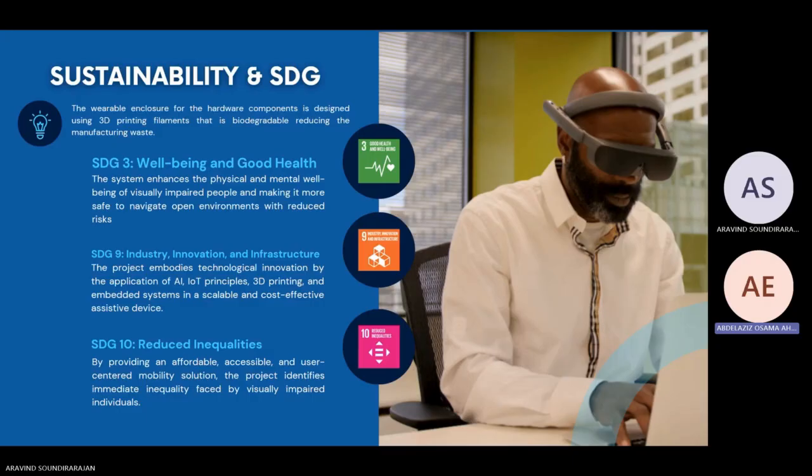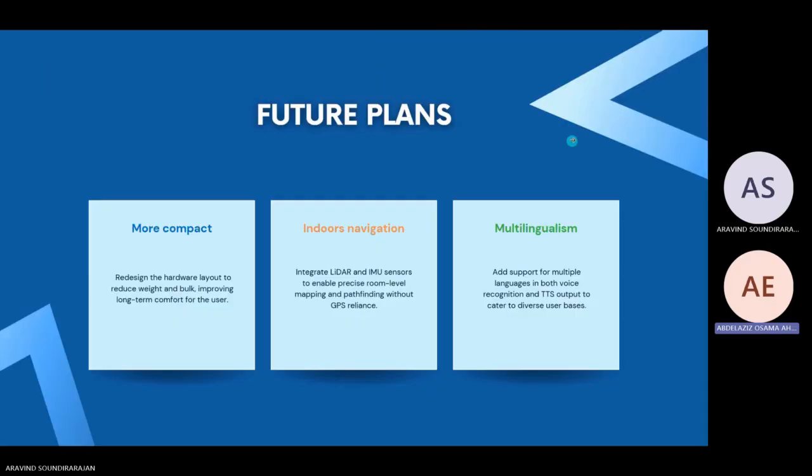Now, lastly, the last thing I'd like to cover is the future plans. There's a couple of things that we could do to better improve our product, which are listed here. The three main parts are making it more compact, indoor navigation, and multilingualism.